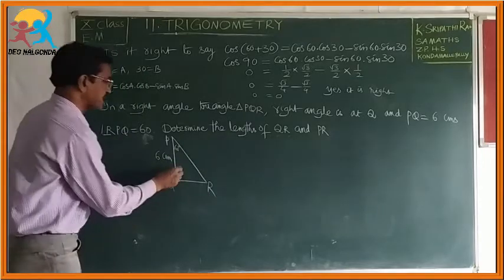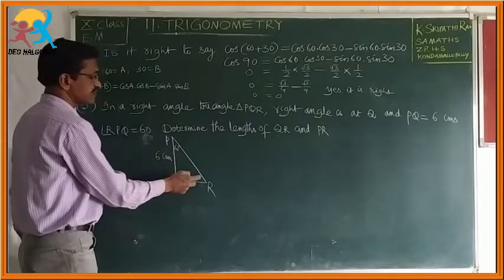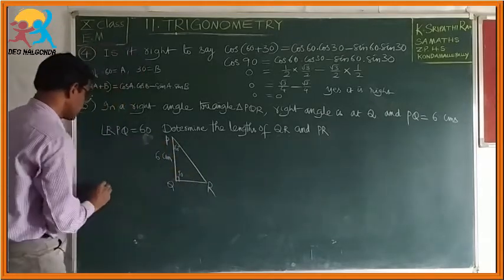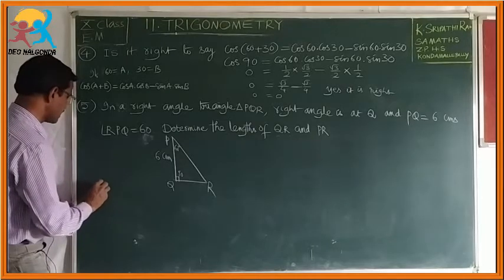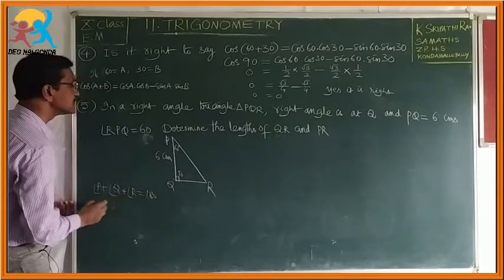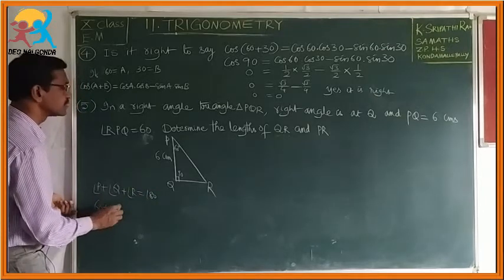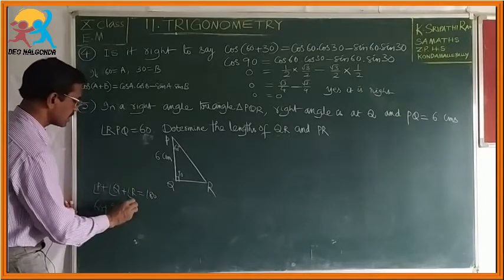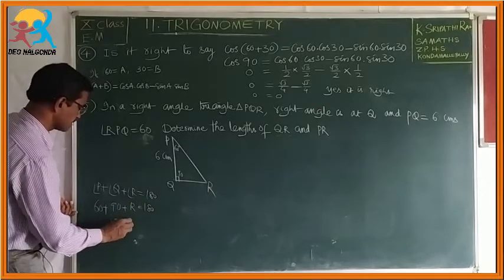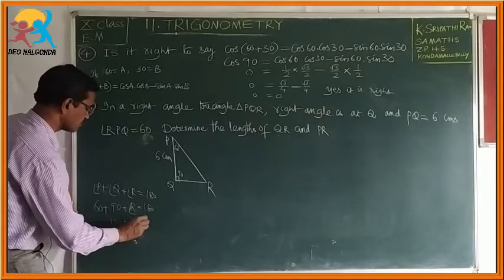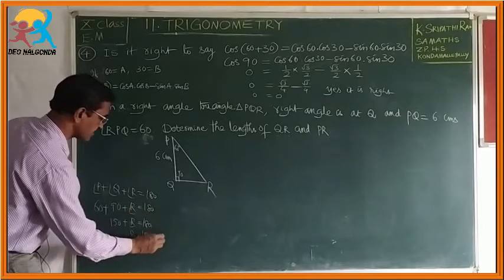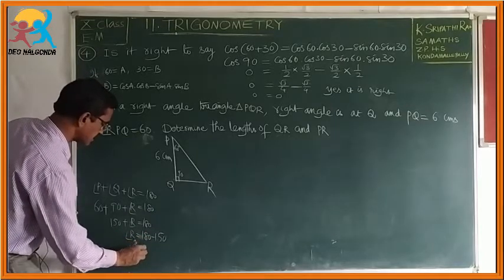Now here is 90 degrees. Here 60 degrees. What will be here? Yes, 30 degrees. Sum of the three angles in a triangle, angle P plus angle Q plus angle R, is equal to 180 degrees. So angle P is 60 degrees, Q is 90 degrees. So R we don't know. Here 60 plus 90 is 150, plus R is equal to 180, then angle R is equal to 180 minus 150, that is R is equal to 30.